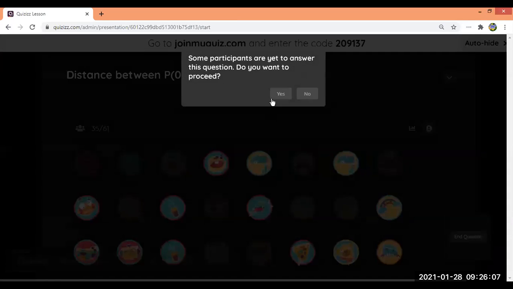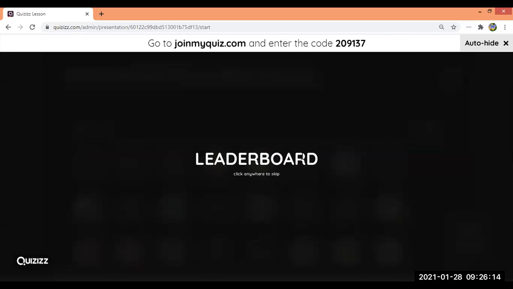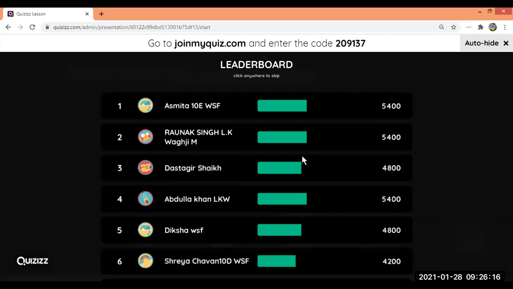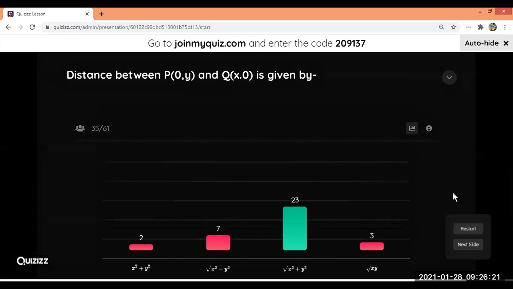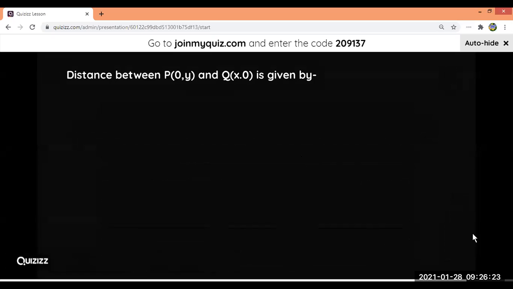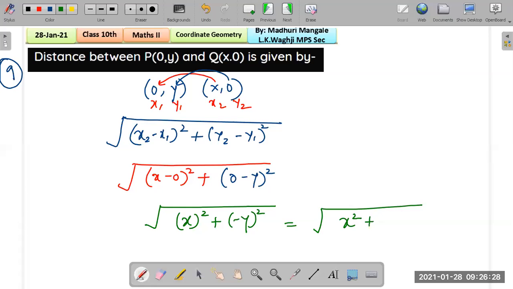Very good. 35 of you have answered it. So let's end the question and see how many of you have got it right. 23 of you have got it right. And let's move to the solution. Yes, just check. Negative y squared is a positive y squared. Square of any negative is always positive. So this was supposed to be the answer. Root of x squared plus y squared.